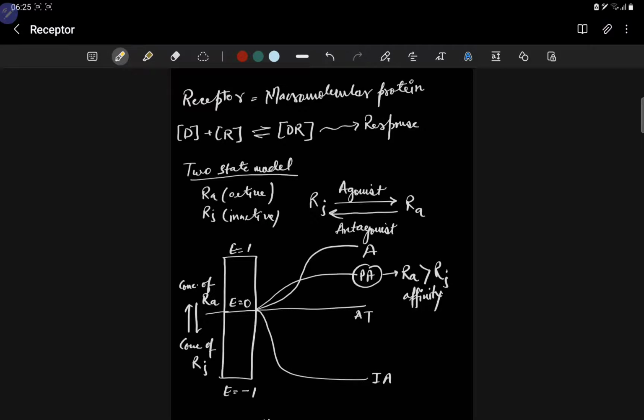Good morning. So let's discuss some viva questions. Like you see, these are basic questions. So defining a receptor is one of the toughest questions.